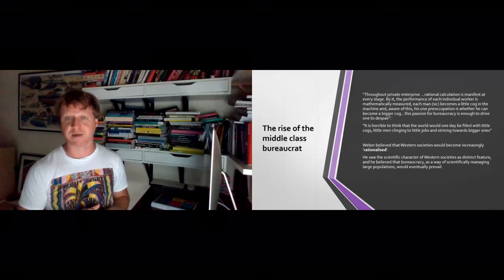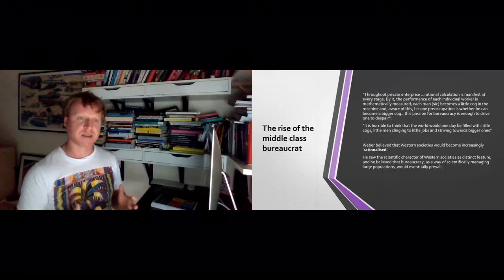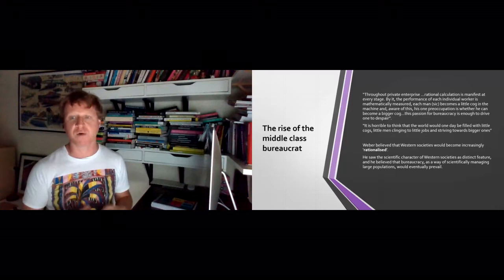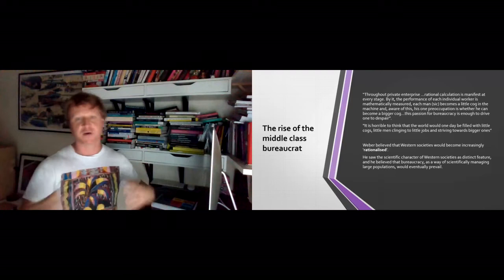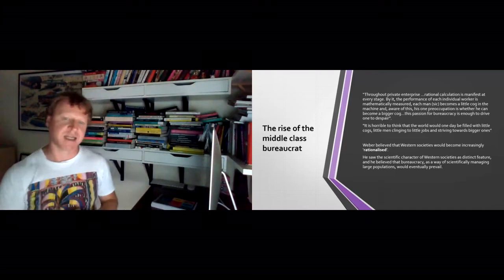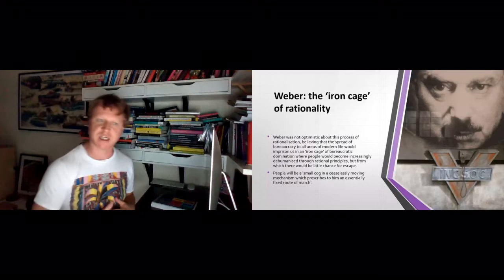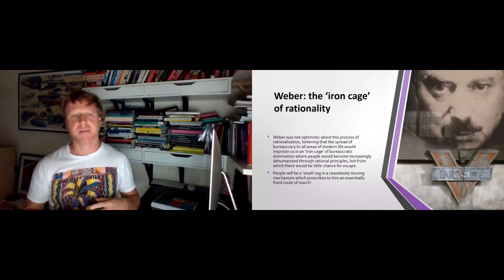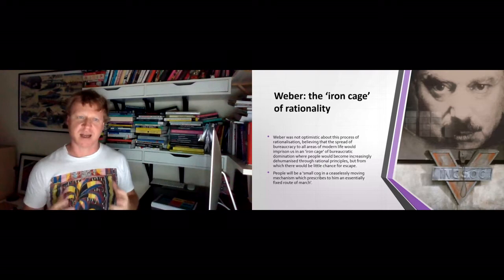So basically, the rise of capitalism, the rise of the Enlightenment and science starting to dominate the way that we think about the world would mean that bureaucracies are needed to organise an increasingly complex array of social situations, scientifically managing large populations. But for Weber, this meant that we would end up living in what he called the iron cage of rationality. He certainly wasn't very optimistic about these developments and argued that as this rational logic spread, we would be trapped in this iron cage.